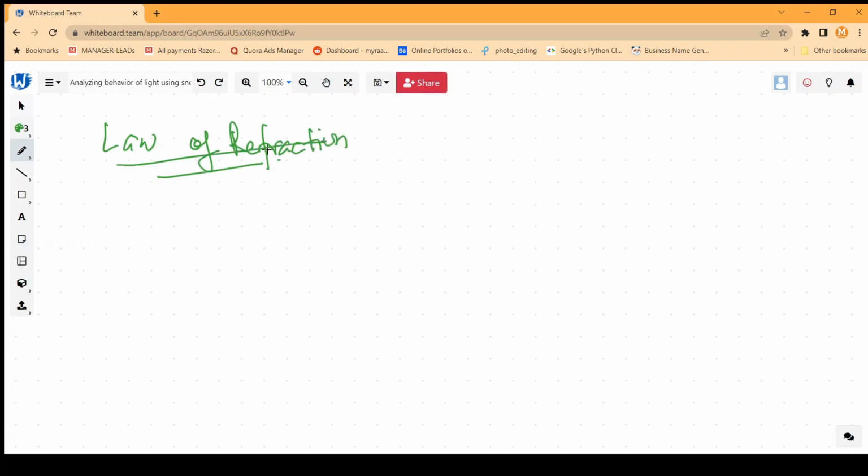And we know that if we have two mediums, one has a refractive index n1, this one has a refractive index n2. Let's say this is air, this is water. A ray of light is going to come and meet at the interface.